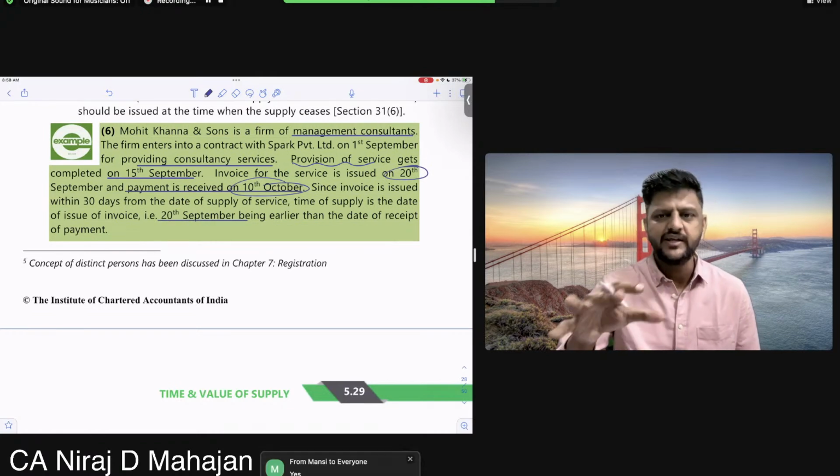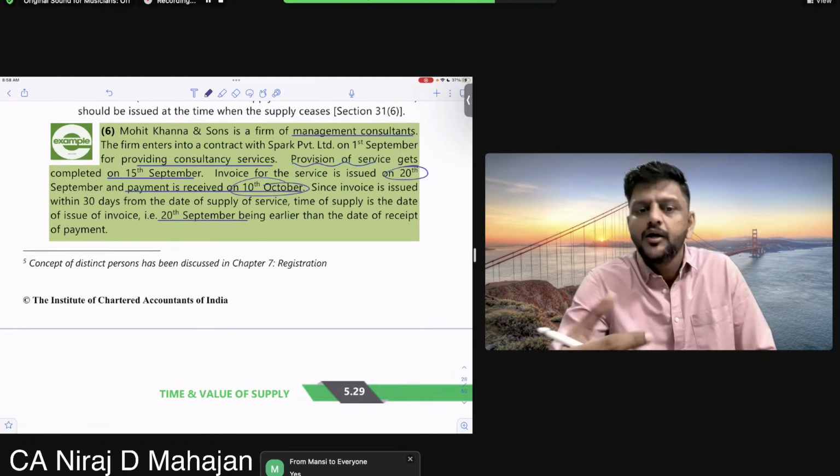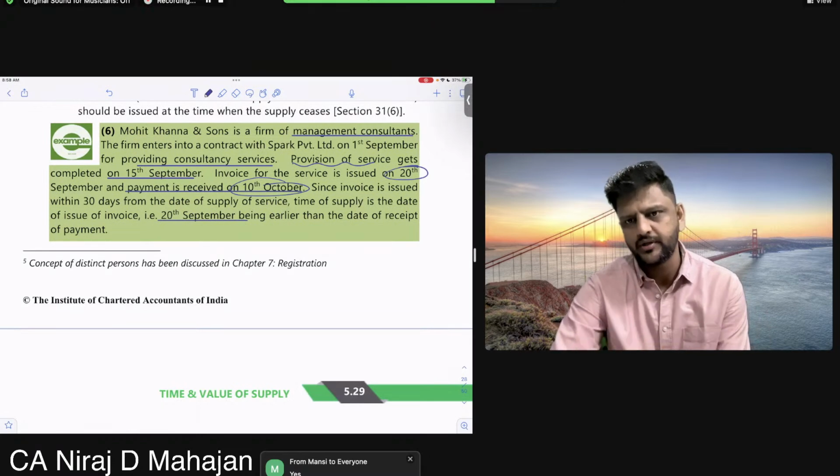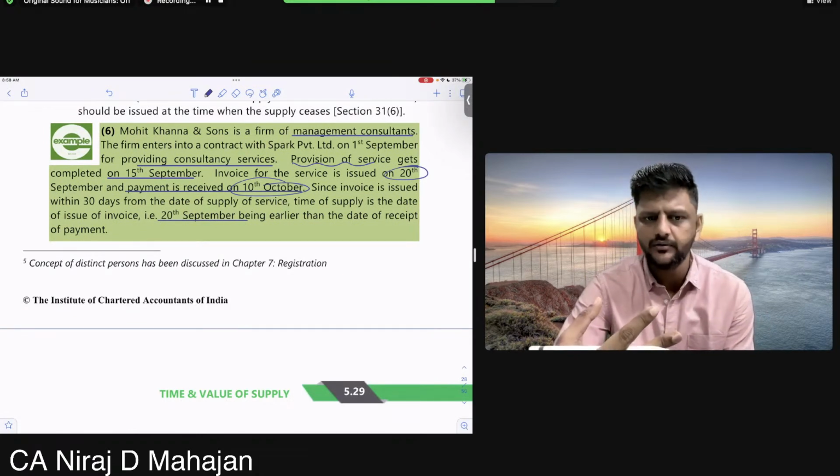Clear till here? Basically, what is the meaning of time of supply being 20th September? It means my liability belongs to September. My liability, bachcho, belongs to September. Clear?